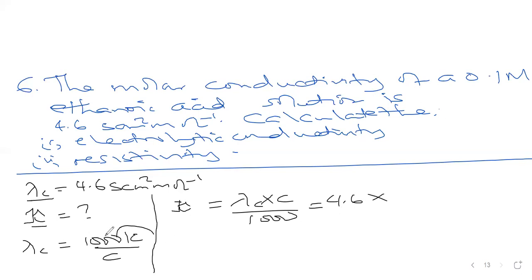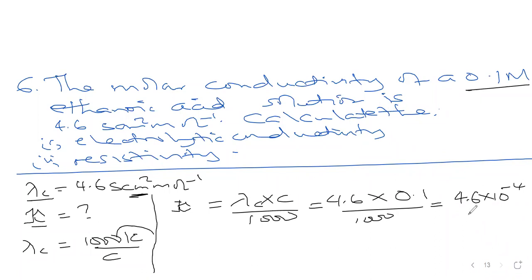I hope you know why I'm using 1,000, because this is centimeters squared. If it was meters, then the 1,000 should be in the denominator. So that's 4.6 times the concentration, which is 0.1, it's given here, over 1,000. Your value of kappa is 4.6 times 10 power negative 4.